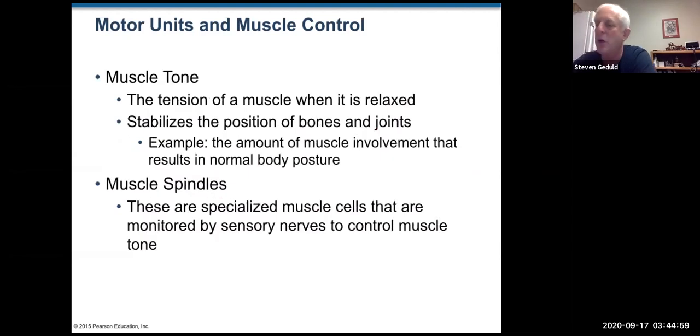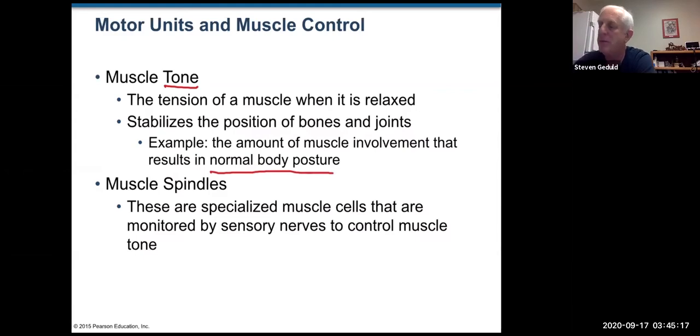So muscle tone is the tension of muscle when it's relaxed. That's your muscle tone. Okay? That stabilizes your bones and your joints. That controls the joints to hold their place. So the amount of muscle involvement that results in a normal body position. It stabilizes where your muscles are.